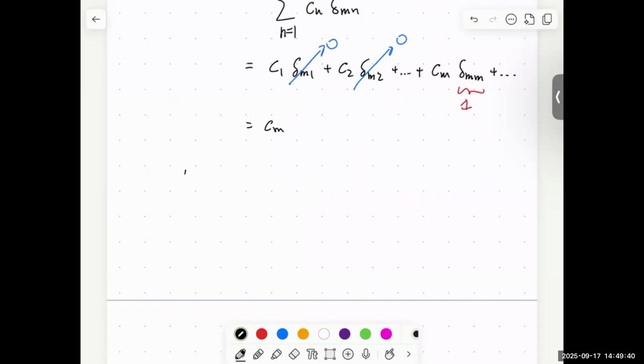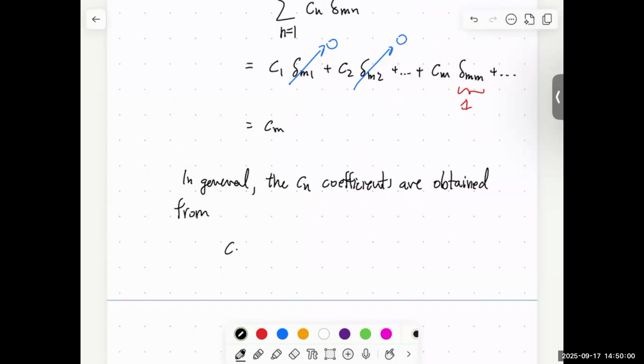So in general, the Cn coefficients are obtained from, okay, so Cn is equal to, I'm going to change the m subscript to an n, but it's just the integral of psi n star times f of x dx, and I'll call that equation 3.